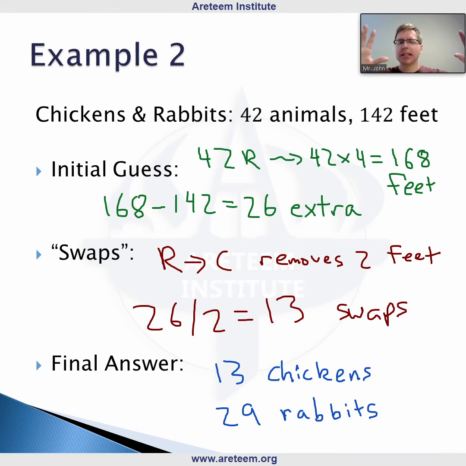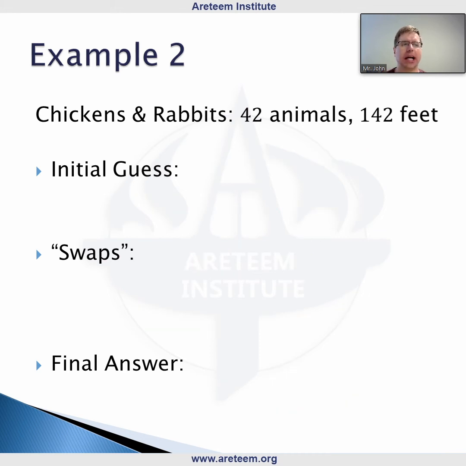So 168 feet if we have all rabbits, that's 26 extra feet. Every swap from a rabbit to a chicken removes 2 feet, so we do 13 swaps and end up with 13 chickens, and 42 minus 13 is 29 rabbits in this case. Now, if this could only do questions about chickens and rabbits or only questions about animals, it wouldn't be that helpful in some cases. So let's look at another example that is a little bit different.